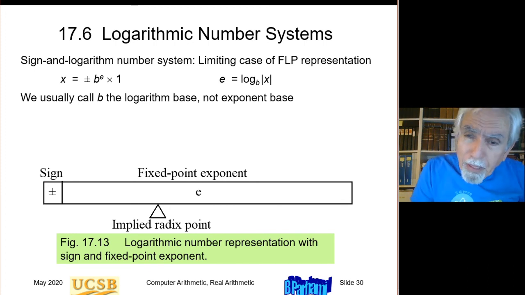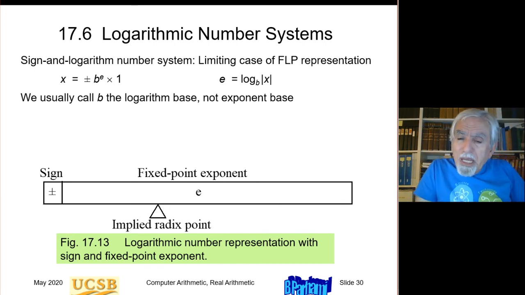Okay, in this last section of the chapter, we talk about another way of representing real numbers called logarithmic number representation. Basically, you can view a logarithmic number representation as the extreme of a floating point representation, in which the significand is always 1. It doesn't have any fractional bits. So all we have is the exponent.